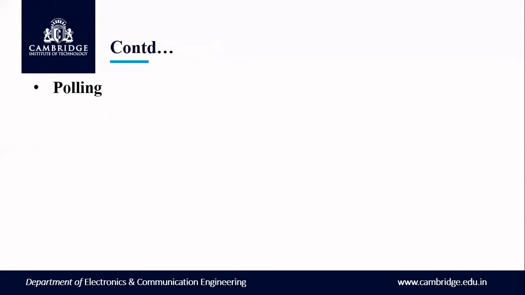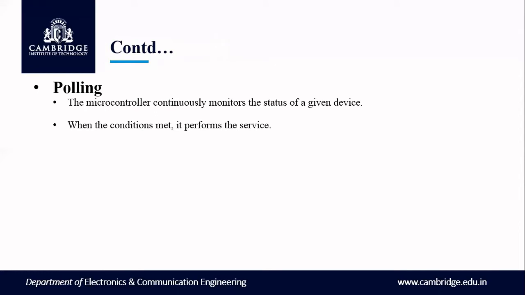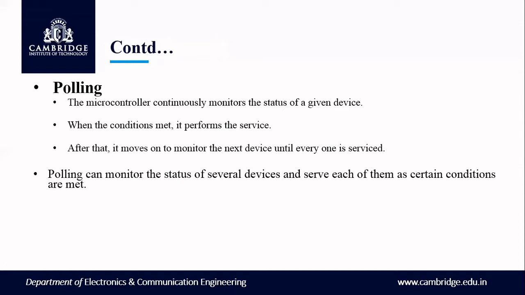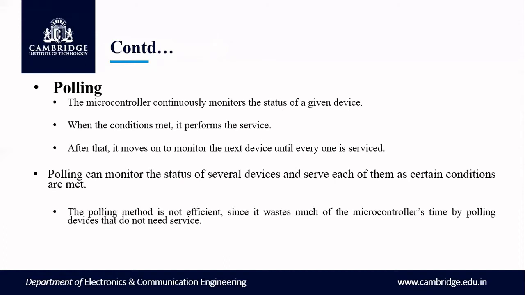Next, polling. The microcontroller continuously monitors the status of the given device. So here the microcontroller continuously checks the status of any peripheral device which is asking for service. It monitors continuously, and when the condition is met, it performs the service. After that, it moves on to monitor the next device until everyone is serviced. So polling can monitor the status of several devices and serve each of them as certain conditions are met.